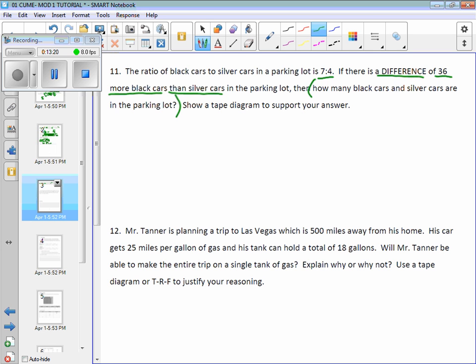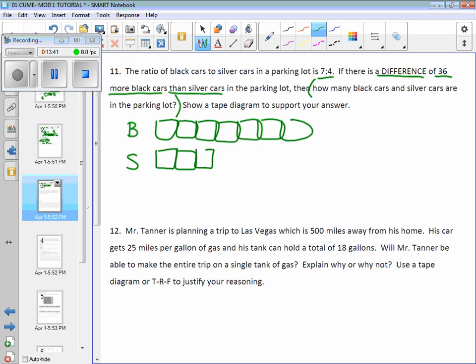I'm going to set it up as black to silver. Our given ratio, 7 to 4, is always our tape diagram. 7 boxes to 4 boxes. There they are. Here comes my 4.